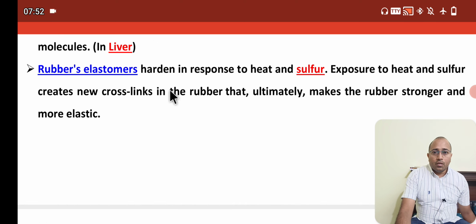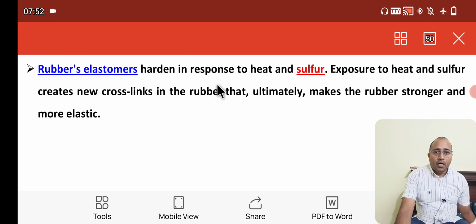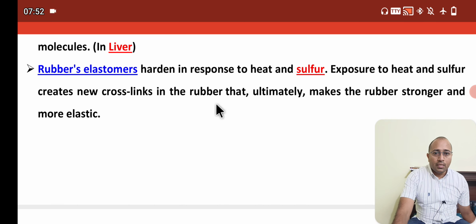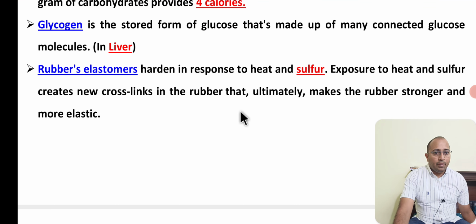You know, rubber, an elastomer, hardens in response to heat and sulfur. Exposure to heat and sulfur creates new crosslinks in the rubber that ultimately make the rubber stronger and more elastic. We can see this is the vulcanization process, where sulfur is used.